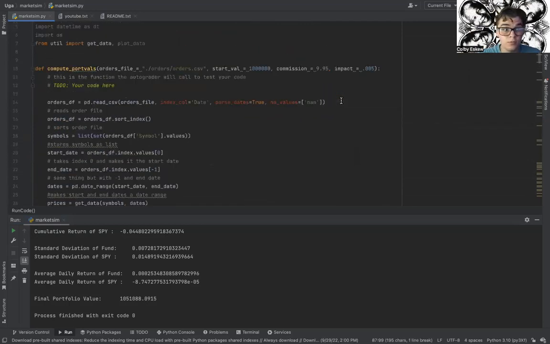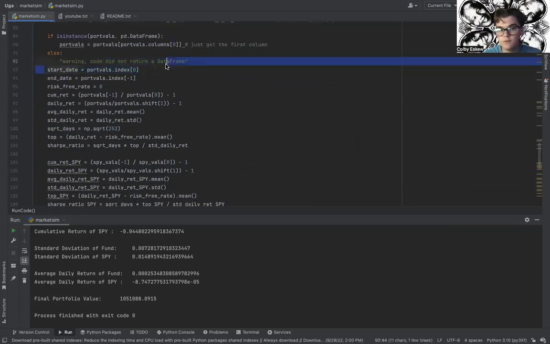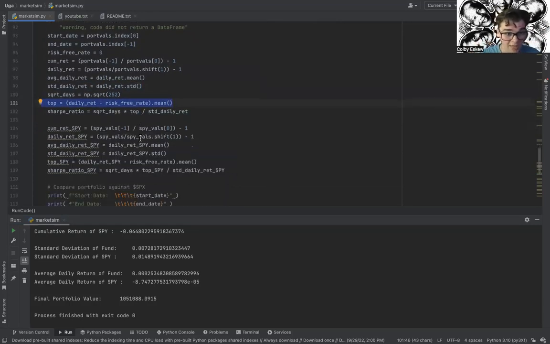Okay, and then once you run the code, I come down here, I take both of the 2 things that are returned from the compute port vals method, and then I set the start date equal to the first index, the end date equal to the last index. The risk-free rate is always 0 according to the homework, and there's always 252 days in the trading year. So square root that for the Sharpe ratio. My formula for cumulative return, daily return, average daily return is just daily return mean. Standard deviation of the daily return is just standard deviation. And then the Sharpe ratio is comprised of the top, which I just did so that I didn't have to put everything in one thing and it was easier to look at. And then I do the same thing for the SPY.